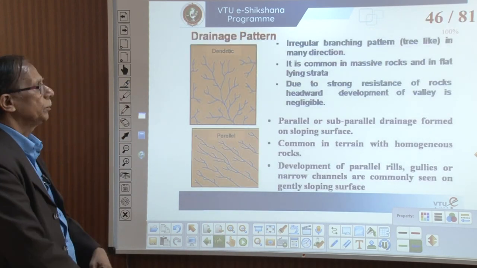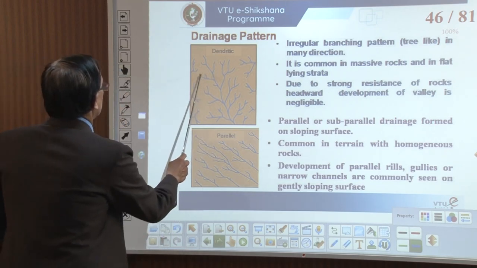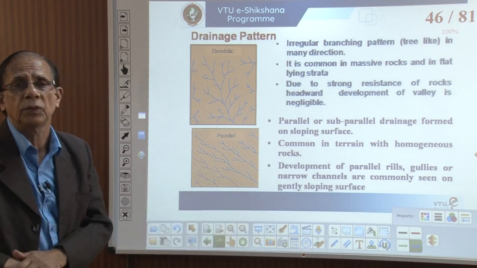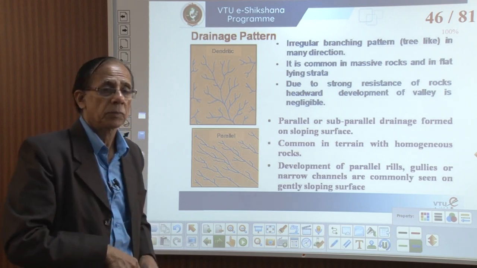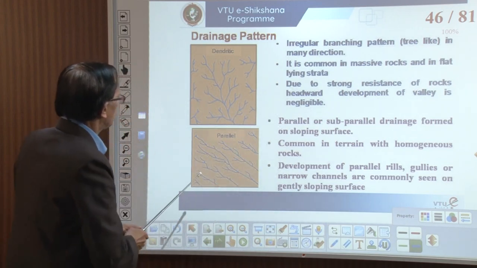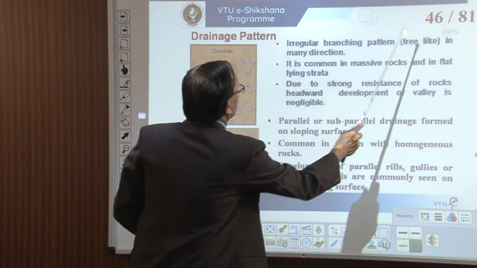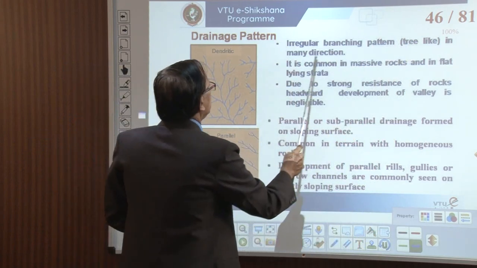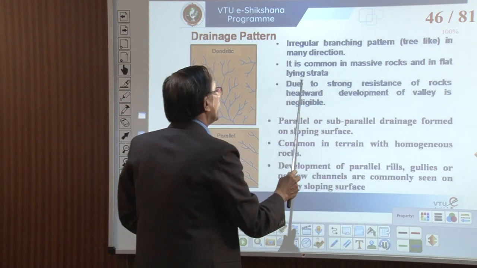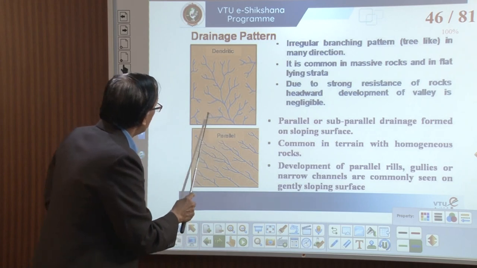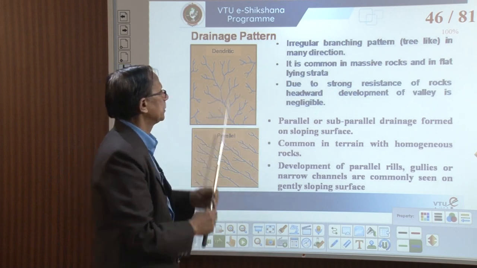Now, this is very important. Here also we have first order, but the pattern is different. Depending on this pattern, we are going to understand the drainage system. Now you see, these are all tree-like patterns, irregular branching patterns. In many directions, in all the directions, it is common in massive rock and in flat-lying strata. Underlying rocks are uniform in resistance, this kind of drainage system is developed.